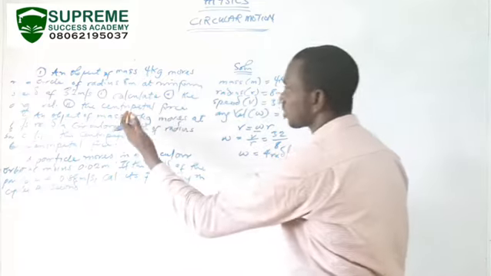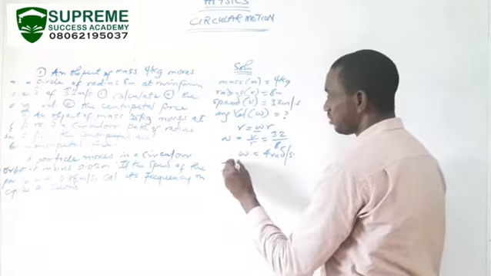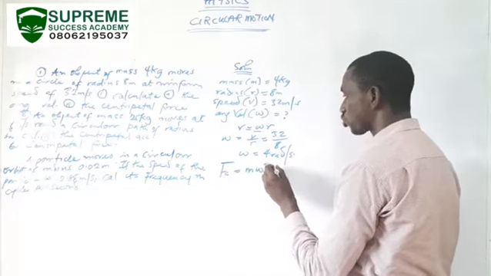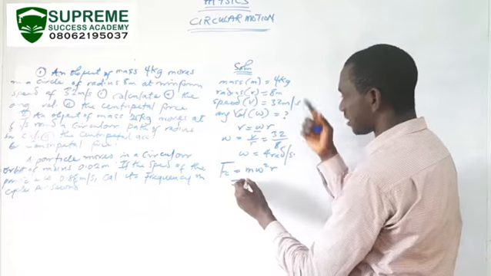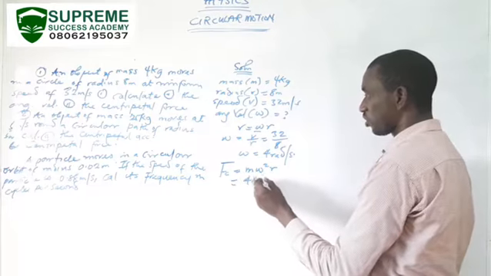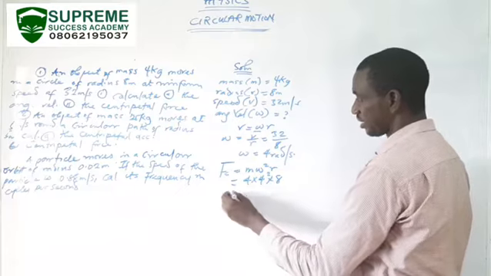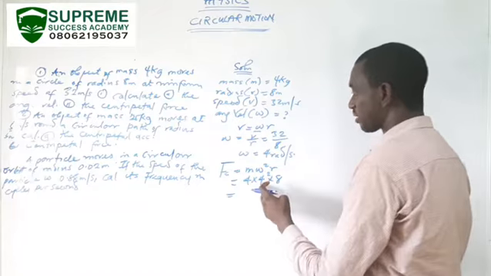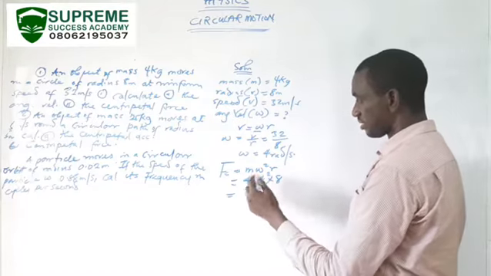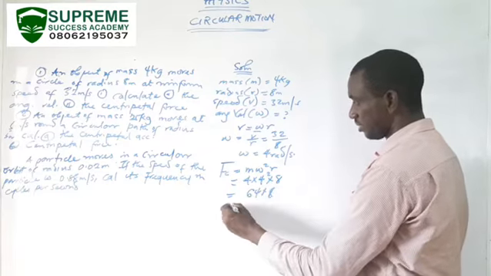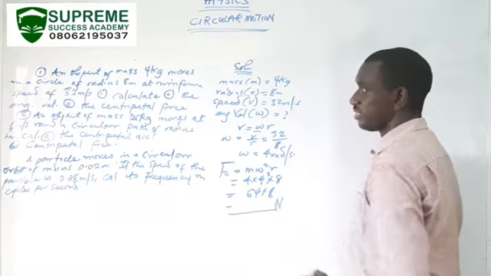Then the next thing you have to calculate is centripetal force. Your centripetal force, don't forget, is F equals M W squared R. Your mass has been given to be 4. Your W is 4, squared. And your R is 8 meters. So you have 4 times 4 squared, which is 16, 64 times 8. So you get your answer in Newton.